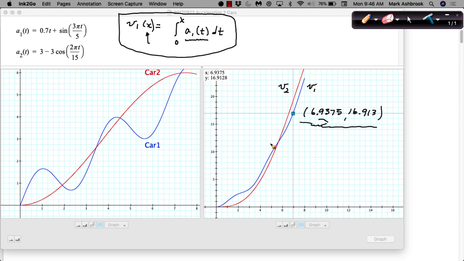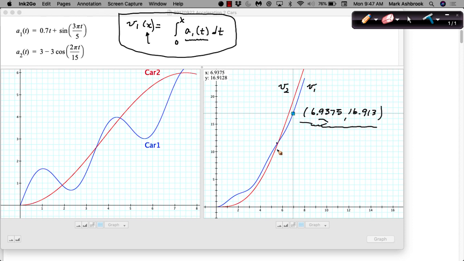Joe. Is it that at 6.9 seconds it's traveling at a velocity of 16? Right. So this is the speed function for car 1. At 6.9375 seconds, the car is going 16.913, feet per second or whatever the speed units are. Okay? That's kind of review from last time. Now I want to know, is this where car 2 passes car 1?